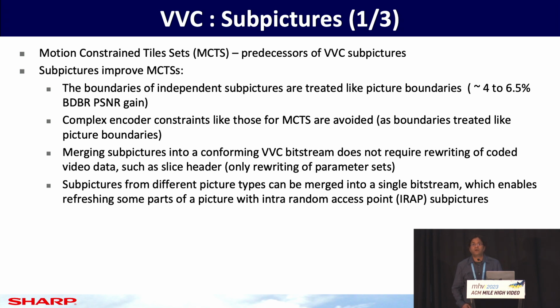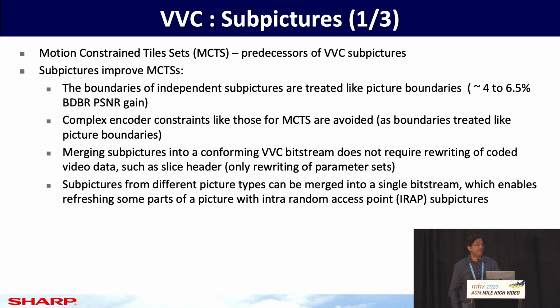Sub-pictures are something new in VVC, and a sort of predecessor of this, which was built on top of HEVC, is called Motion Constraint Tile Sets, MCTS. The MCTS is basically a set of encoder constraints where you have tiles of HEVC and make them into sets of tiles. But sub-pictures improve on MCTS on a number of aspects.